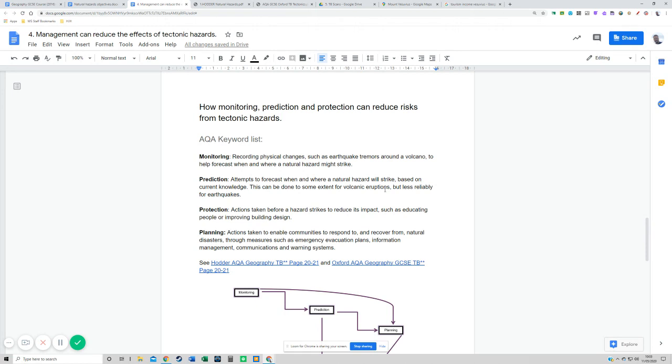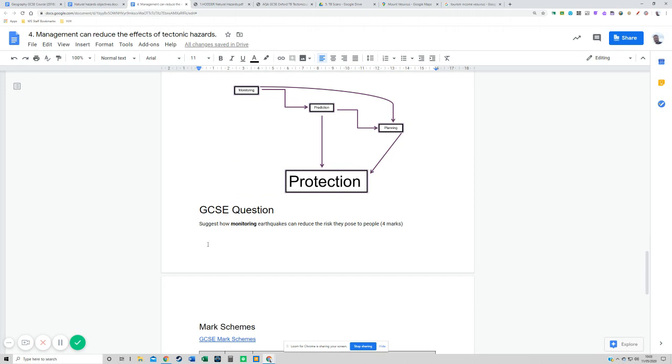So risk, really, it's talking about the risk of harm. So disaster risk will be a risk of major harm, because a disaster causes major harm. So to reduce the risk of that happening, how does each one do it? So the type of question you will get here, it might be, suggest how, in this case, monitoring earthquakes can reduce the risk they pose to people. So again, with this one, you've got to say really clearly how the monitoring of an earthquake can reduce risk, not just what monitoring is.